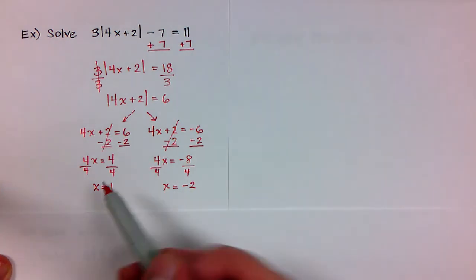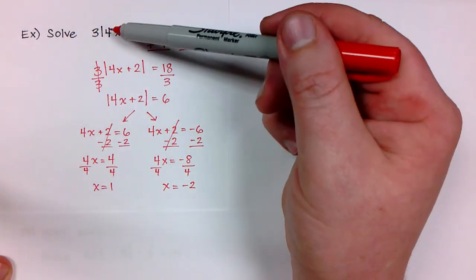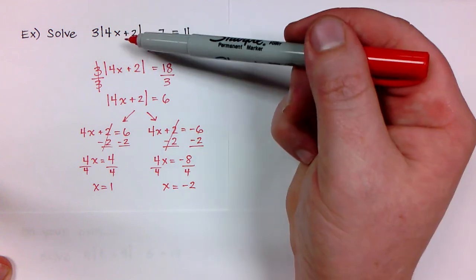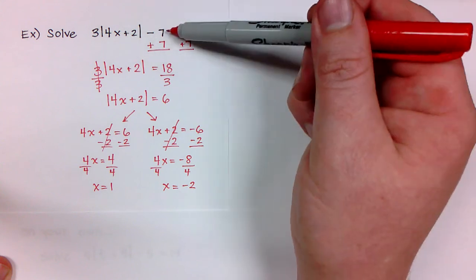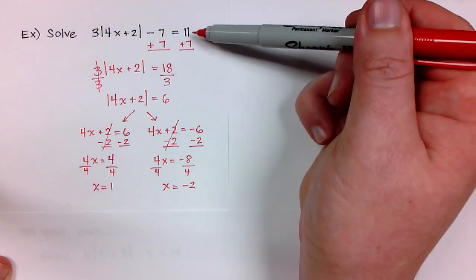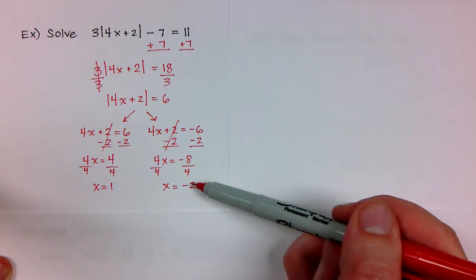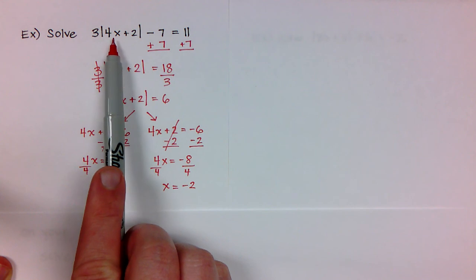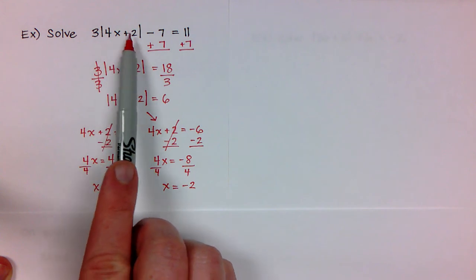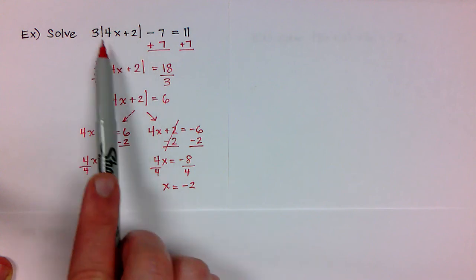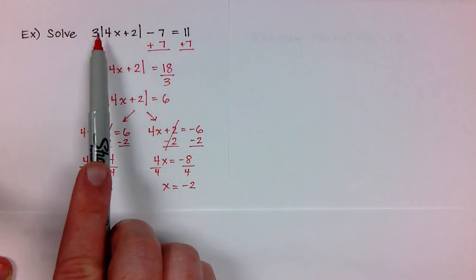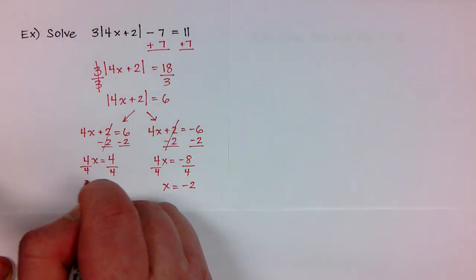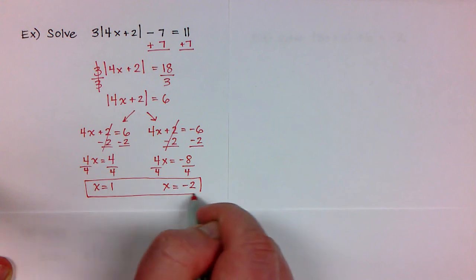If I take 1 and plug it into the top, let's see what we get. 4 times 1 is 4, plus 2 is 6, and 3 times the absolute value of 6 is 18. Then 18 minus 7 is 11, and that's what it's equal to on the other side. And then let's try out negative 2. If I plug that in, 4 times negative 2 is negative 8. Negative 8 plus 2 is negative 6. So then I have to take the absolute value of negative 6, which is positive 6, and multiply it by 3. That's 18 minus 7 is 11. So this is why I'm going to get 2 different answers.